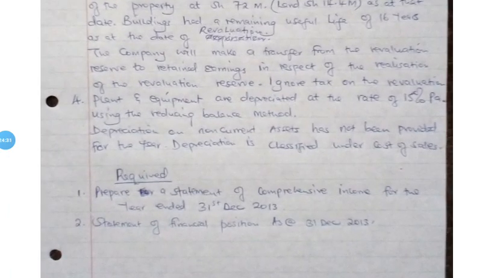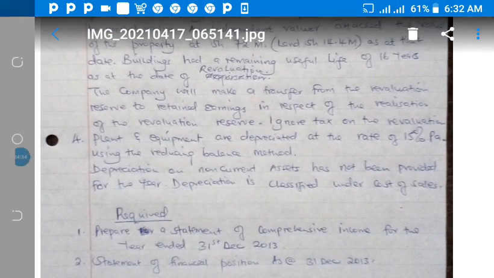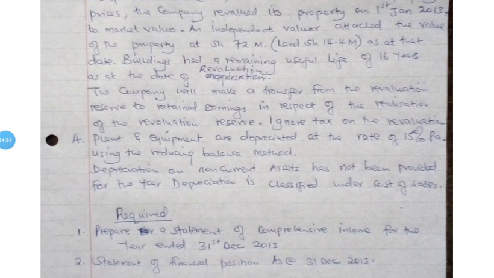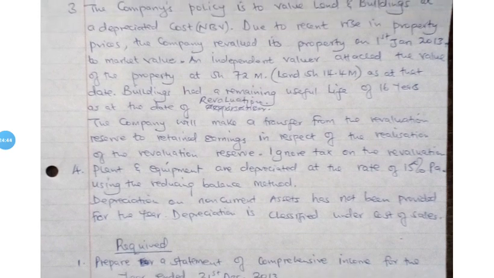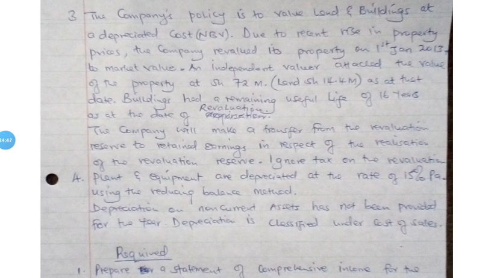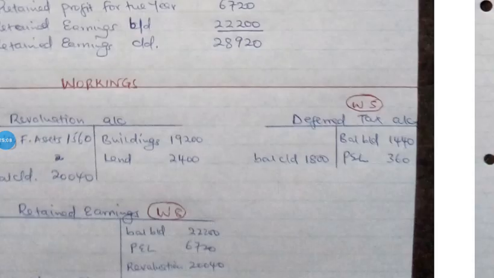So from our additional information, the last note in our note number 3. Note number 3 is telling us the company will make a transfer from revaluation reserve to retained earnings in respect of the realization of the revaluation reserve, and we are told to ignore tax on revaluation. So we have a transfer of revaluation reserve to retained earnings.